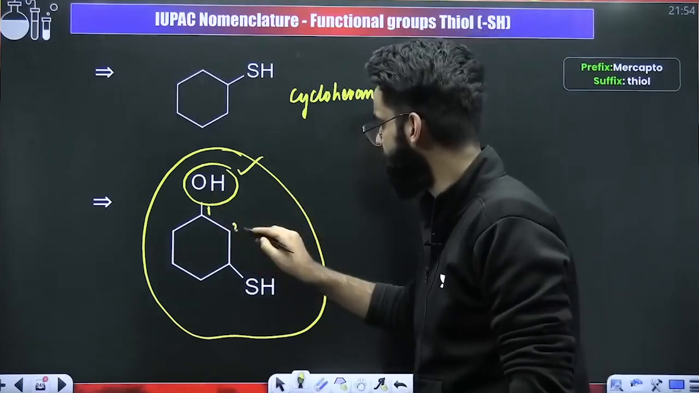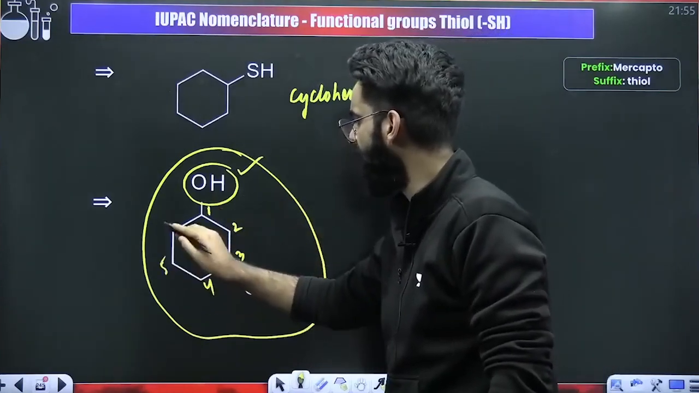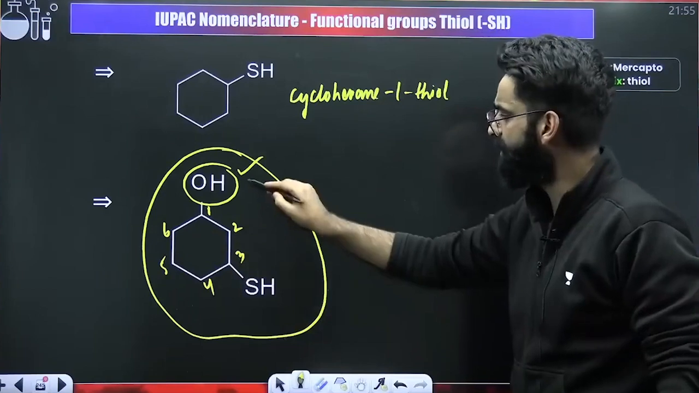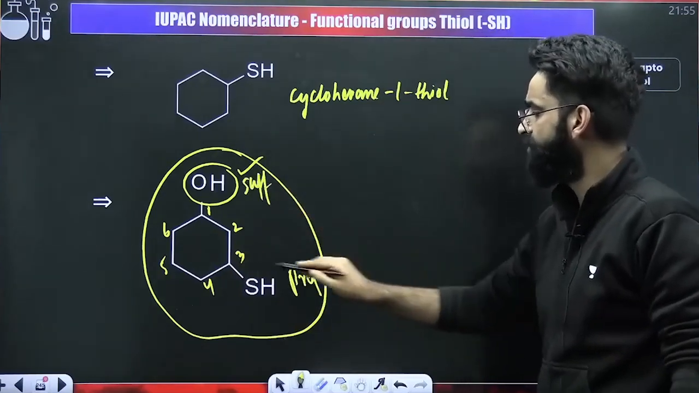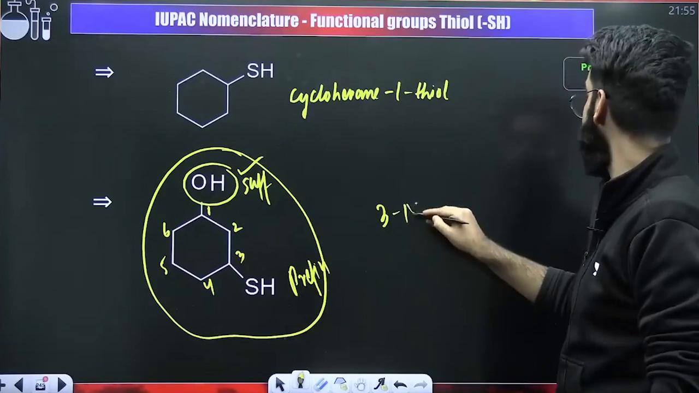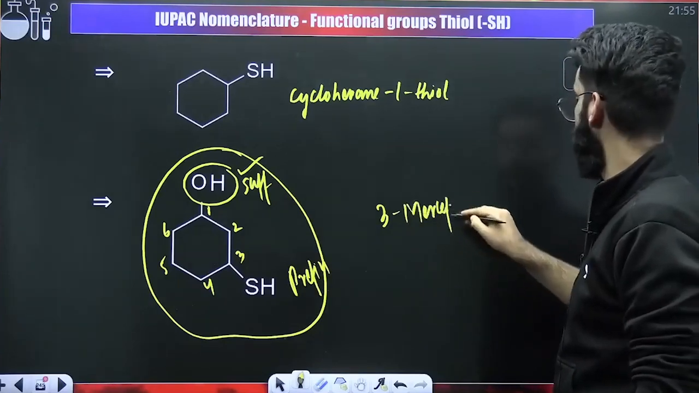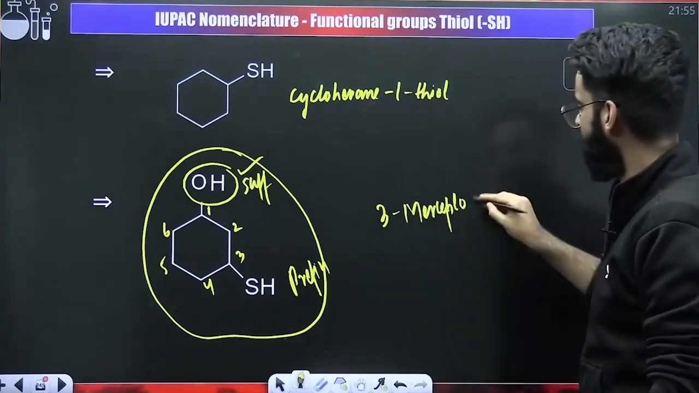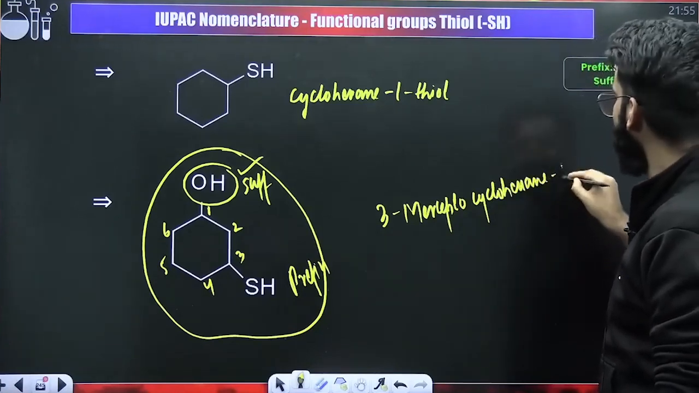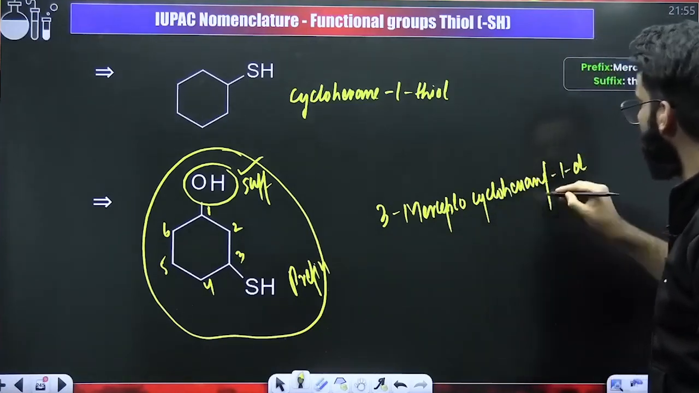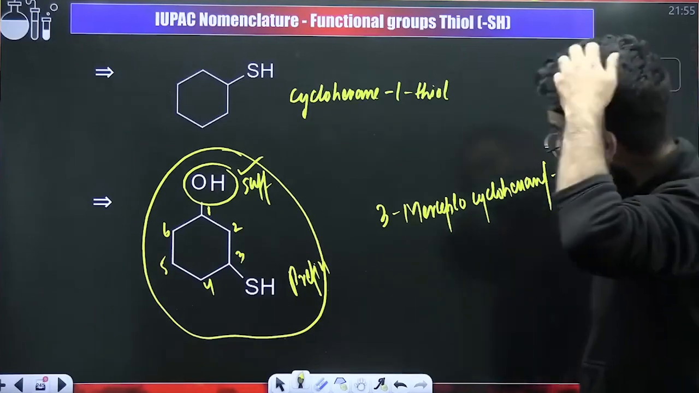So this is 1, this is 2, this is 3, this is 4, 5, and 6. The alcohol will be used as a suffix, and the thiol will be used as a prefix. So at 3, it's going to be mercapto. Then you'll be writing cyclo, then hexane, and at 1, it's going to be ol, and drop the e. Right? Clear?